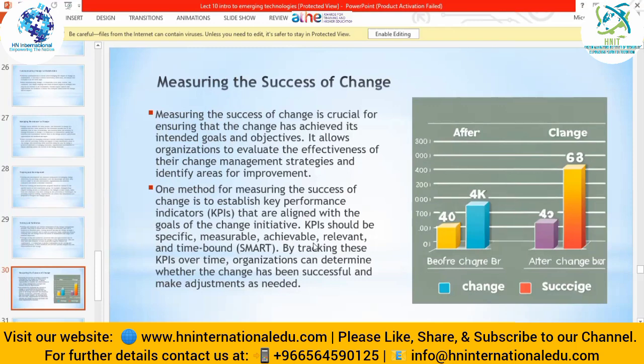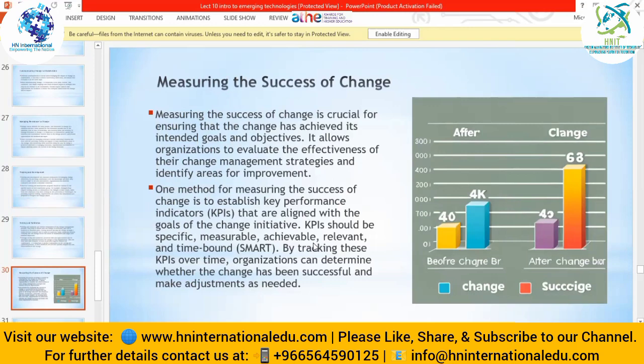Measuring the success of a change is crucial for ensuring that the change has achieved its intended goals and objectives. It allows an organization to evaluate the effectiveness, to see whether we have achieved our goal or are going to achieve our goal or not. Even if it is a 1% improvement before and after, that is a success.